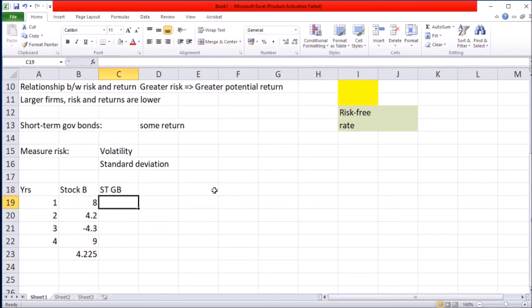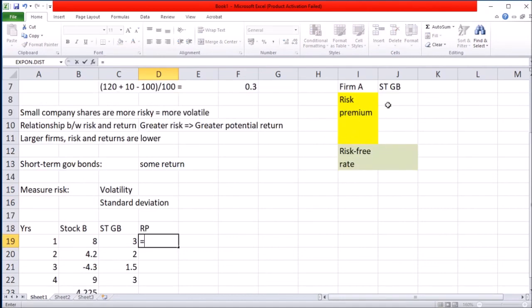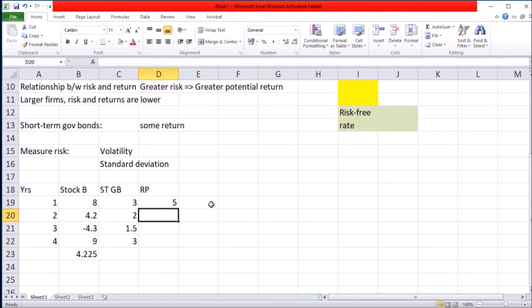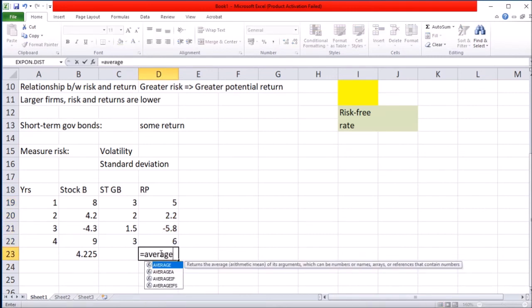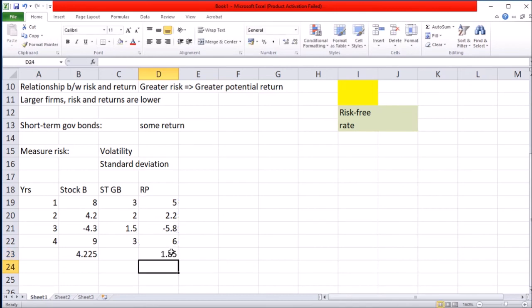And let's say the returns on a short-term government bond were, say, 3%, 2%, 1.5%, and 3%. Say you want to calculate the average risk premium on this stock B over the 4 years. So we need to look at the risk premium. That would be the difference, as you see here from this illustration, between the stock B returns and the returns of short-term government bonds. This is the risk premium in 4 years, and of course, we can calculate the average of that. An average risk premium is 1.85%.